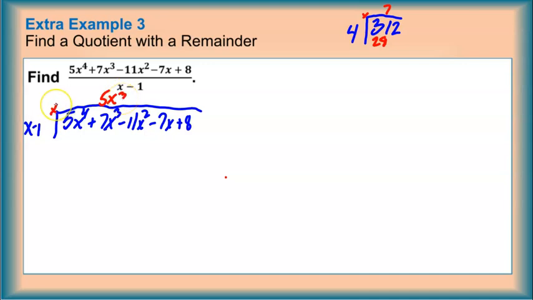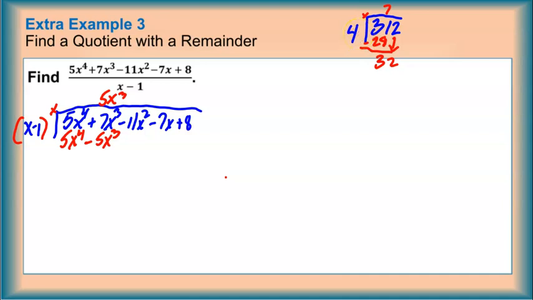And then I would multiply. 5x cubed times x is 5x to the fourth, and 5x cubed times a negative 1 is a negative 5x cubed. Your goal is always to make sure that this first term is the same. And now if I go back to the simpler one up here, once I multiply, I subtract below. So 31 minus 28 is 3, and then I bring down the 2, and my new problem will be 32 divided by 4.